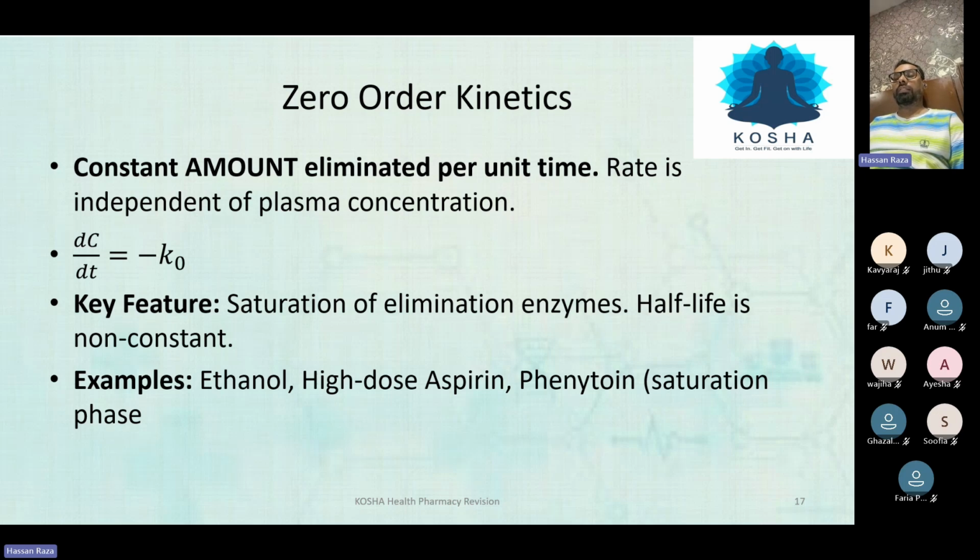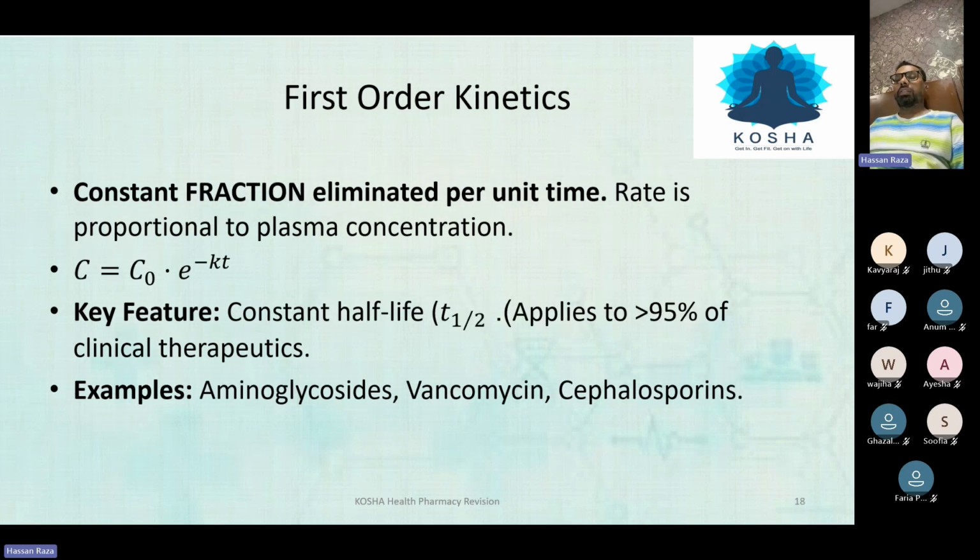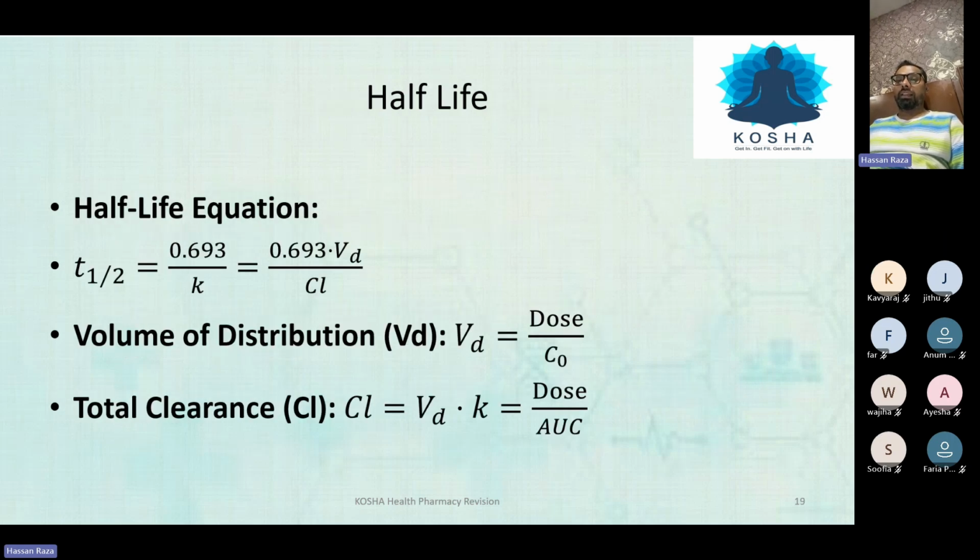There is more chance you get a toxic reaction with aspirin because it follows zero order kinetics. The more you give the drug, the more chance that the drug will accumulate in your blood because there will be less elimination. But in first order kinetics, the more you give the drug, the more will be elimination. So first order kinetics is better. And this is half life. I have told you that you have to memorize these formulas: half life, volume of distribution, and clearance.